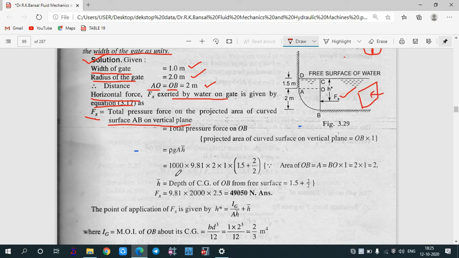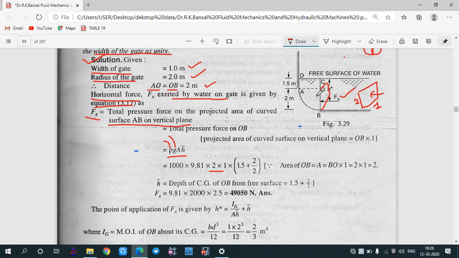For force, we have the formula rho g into A h bar. So we'll put in all the parameters. Rho value, since it is submerged in water, has a density of 1000. g is 9.81. Area is now important because it is acting on this portion. This height will be 2 meter, and the width is 1 meter, so the area will be 2 into 1. Similarly, the h bar value will be nothing but the center of this portion.